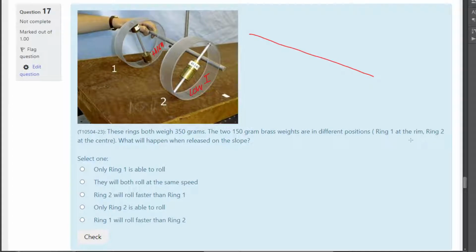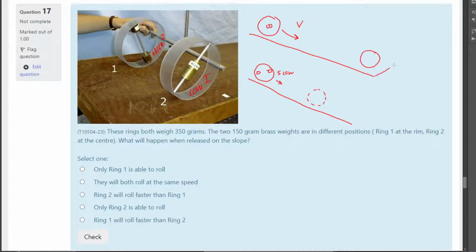So when I let them go, one of them is going to start off faster. The one with the mass towards the inside is going to start off nice and quick, whereas the other one, which has the masses towards the outside, is going to start off slow. By the time it gets to the bottom of the hill, this one gets there first. This one's only up to here.